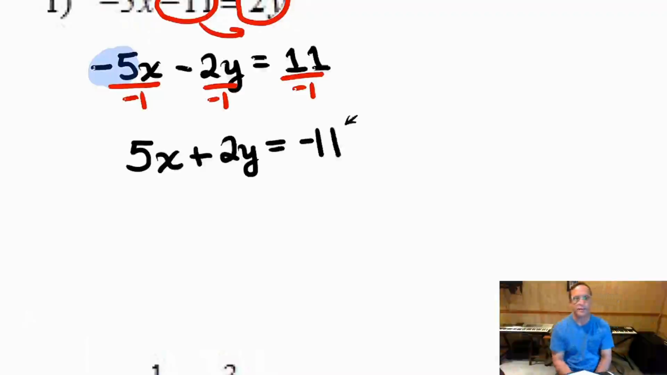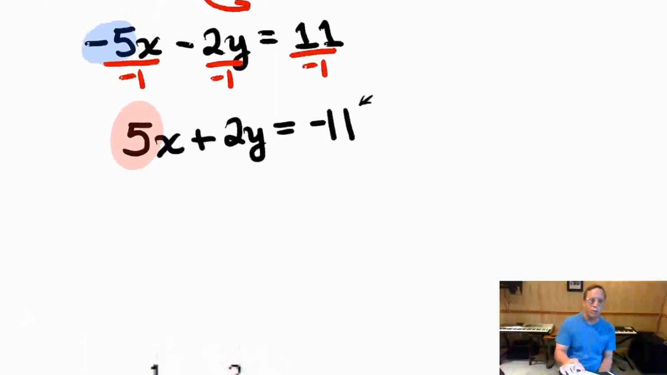Now, the constant, the c term, is negative, but that's okay. What matters is the leading coefficient of x. That term had better be positive. Okay, so now this is truly in standard form.